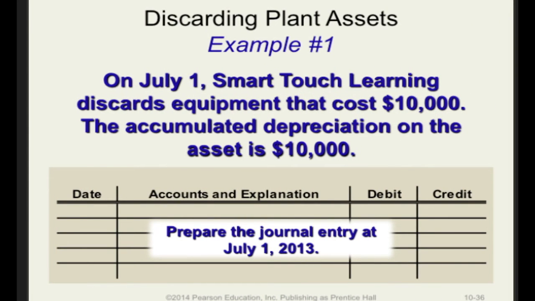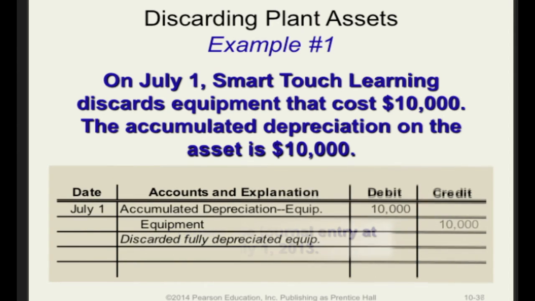In this first example, we will examine a case of a simple retirement of a long-lived asset. It is not to be sold. Rather, it is being discarded, not to be used any longer. Smart Touch Learning discards equipment that costs $10,000. The accumulated depreciation of the asset is $10,000. In other words, the asset is fully depreciated. There is no cash involved in this transaction.